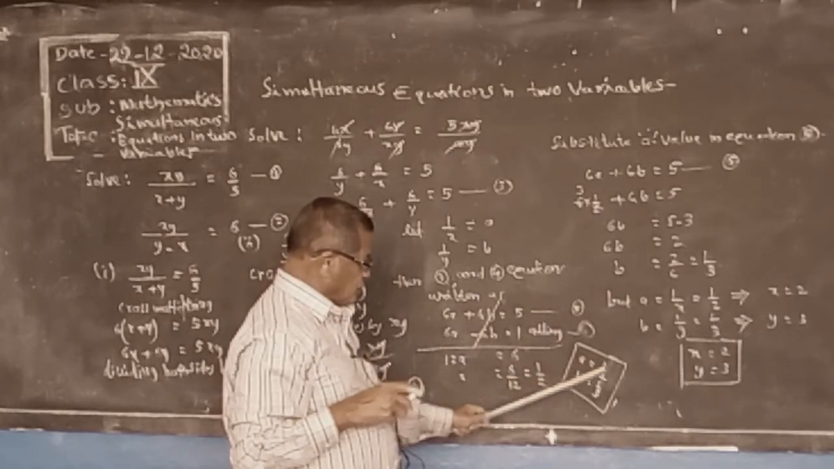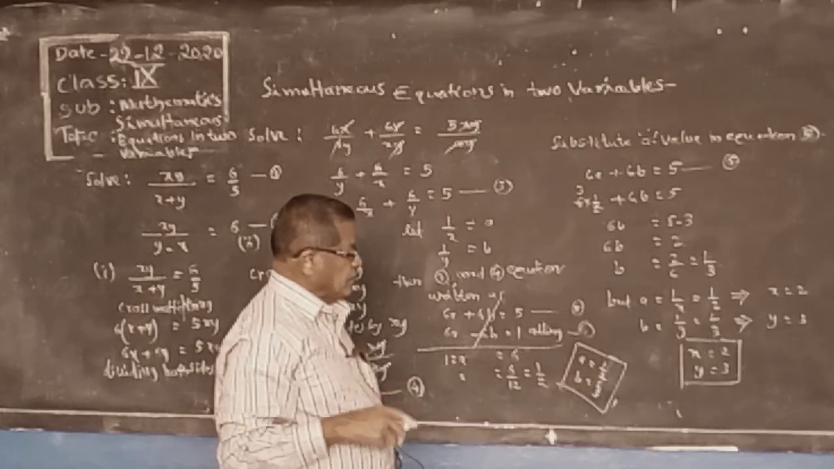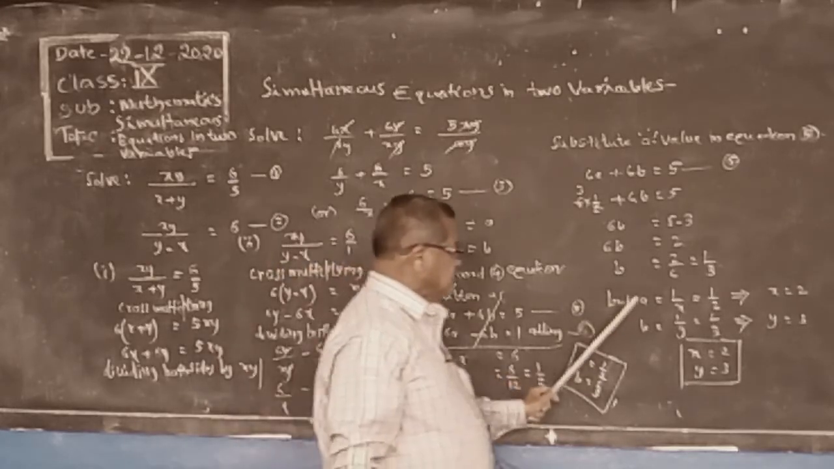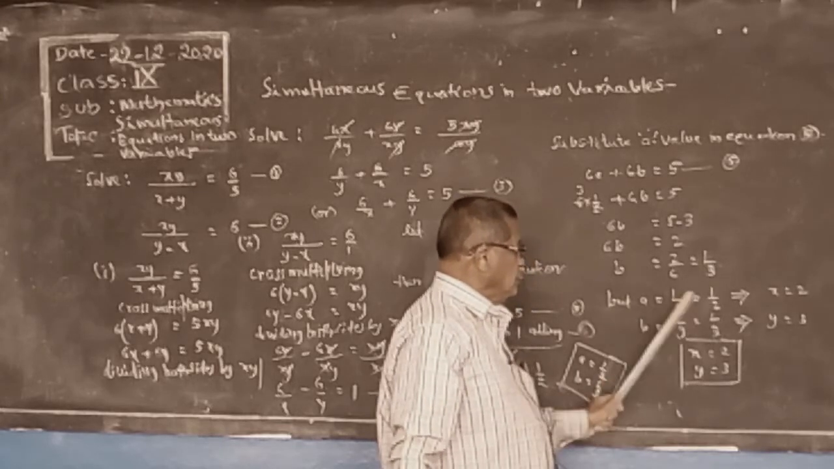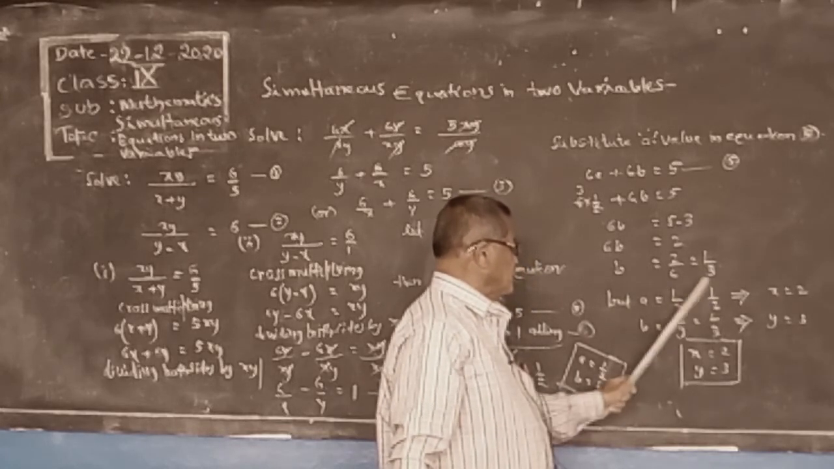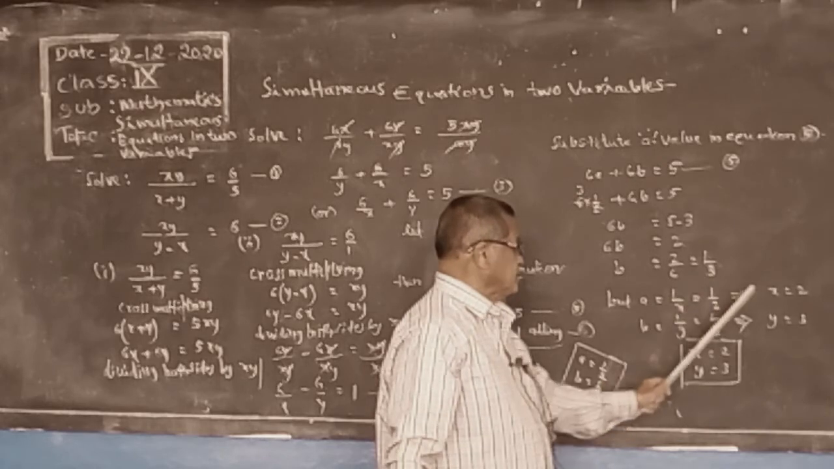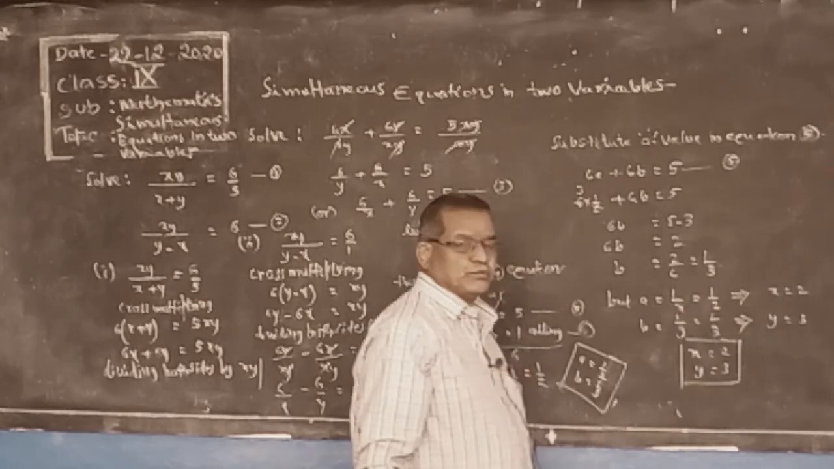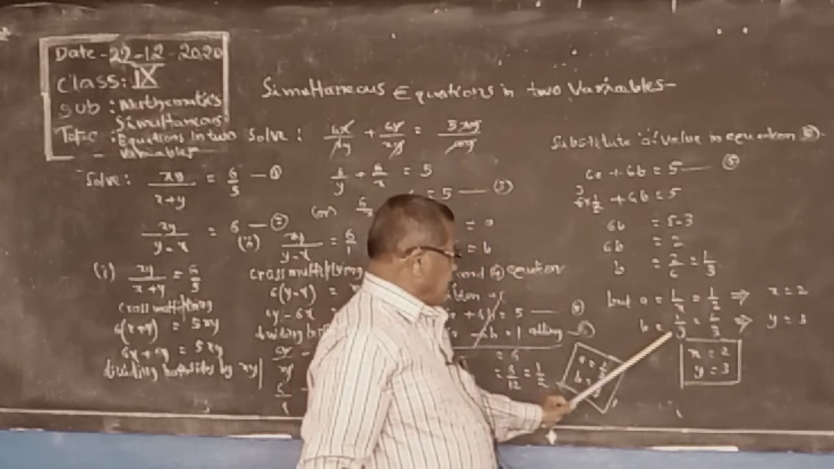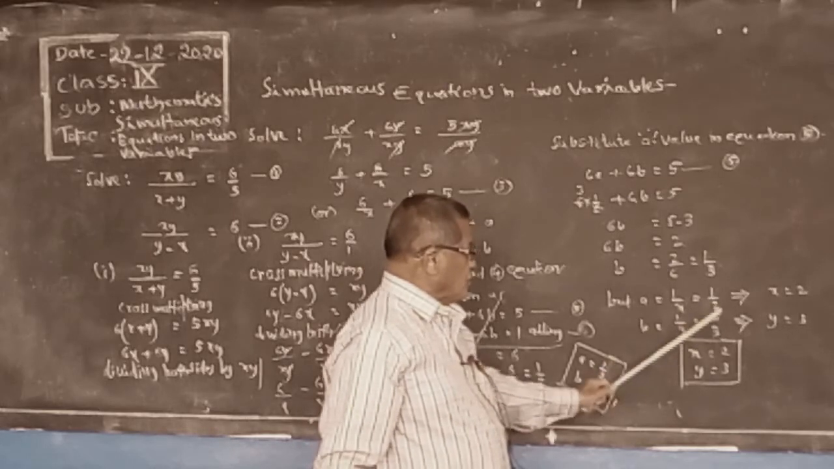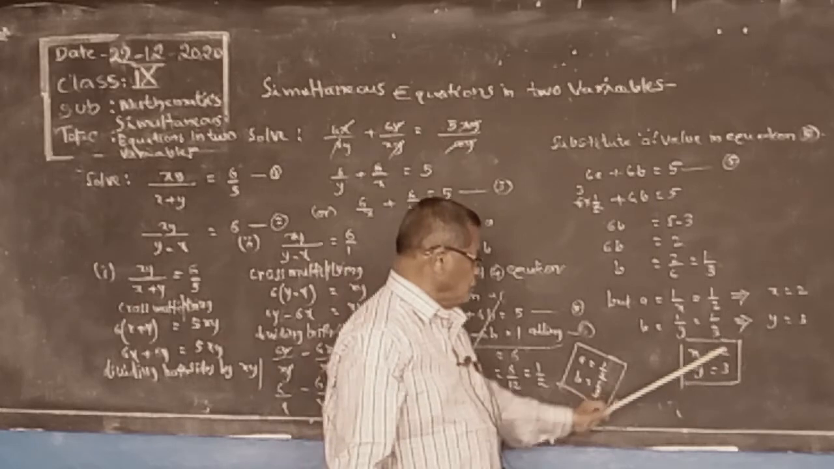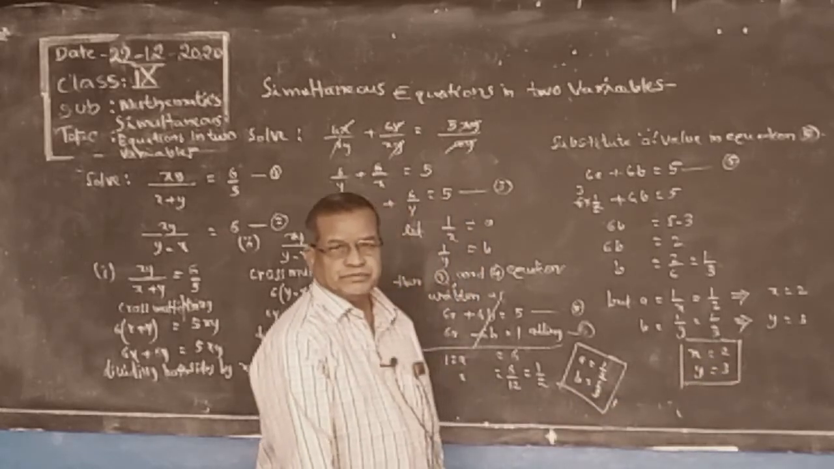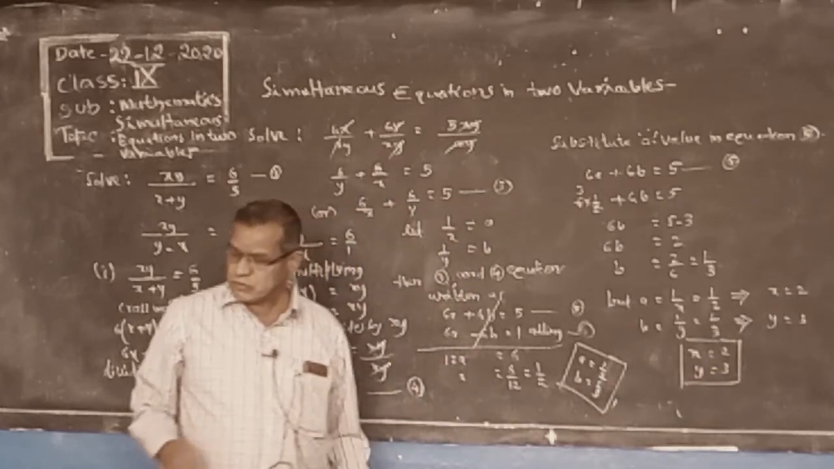A value is 1 by 2. B value is 1 by 3. But we supposed a as 1 by x. 1 by x is equal to 1 by 2. That implies numerators are same, so the denominators: x is equal to 2. Similarly here also, 1 by y is equal to 1 by 3, y value is 3. So x is equal to 2, y equal to 3. Like that we have to do.